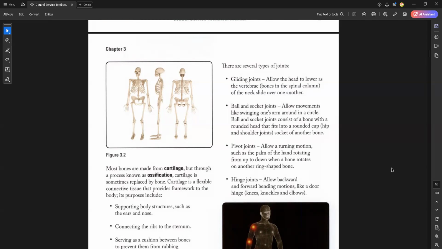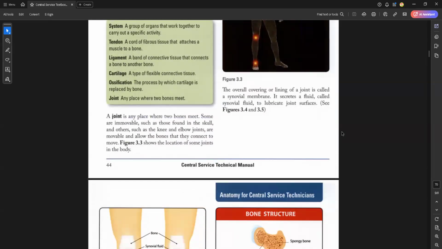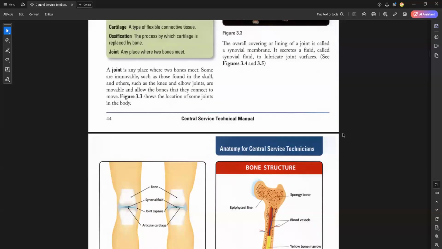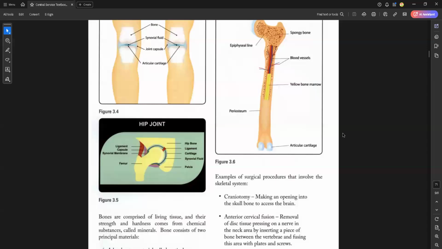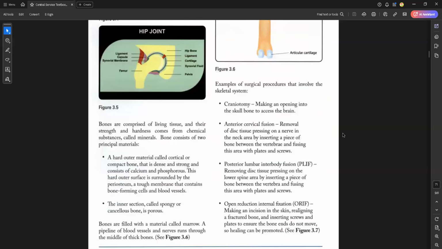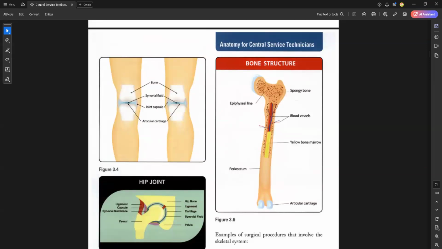Now, let's go down. Yeah, down again. Yeah, bone fracture, those pictures. Okay, yeah, the box, very good.